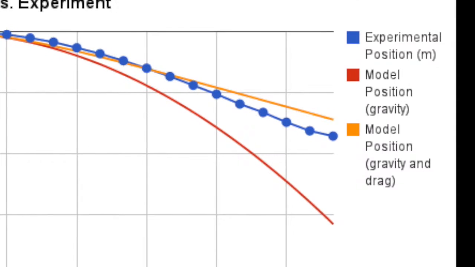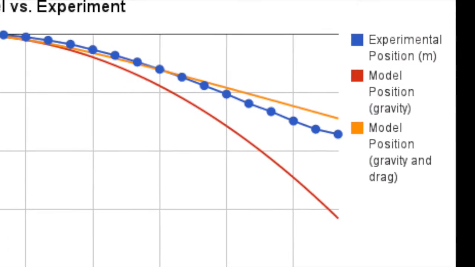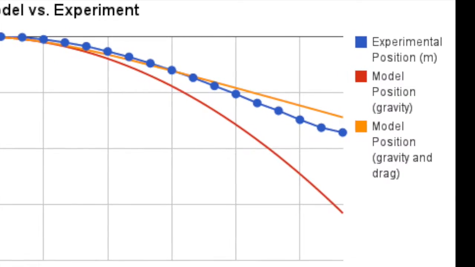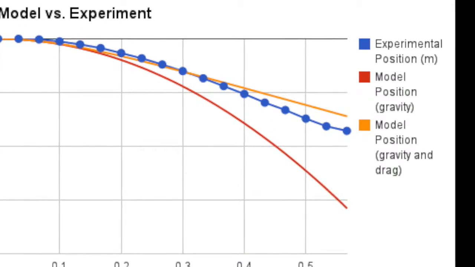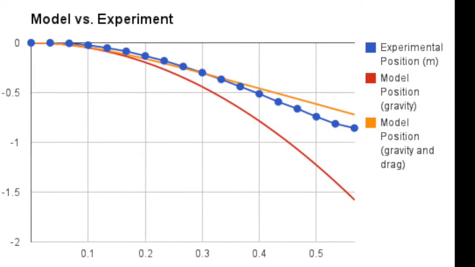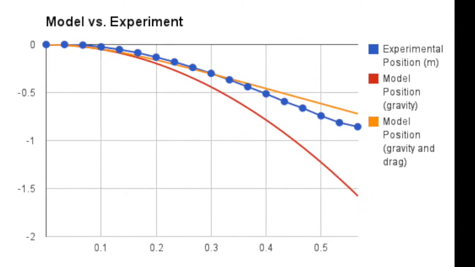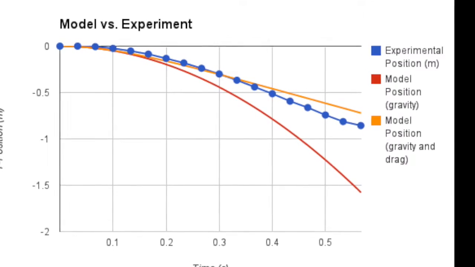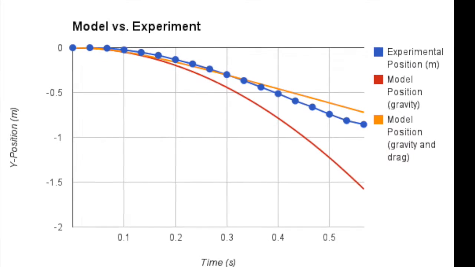As you can see, the computational model only including the force of gravity traveled a much greater distance than that of the model including drag force. This is because it did not include a force that was pushing up against the object's motion downwards. This allowed it to theoretically travel farther.